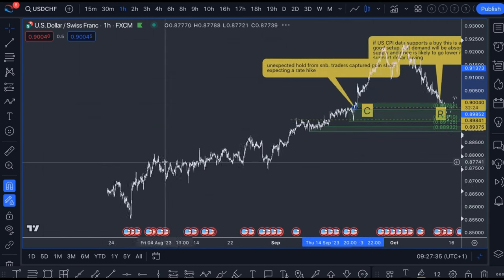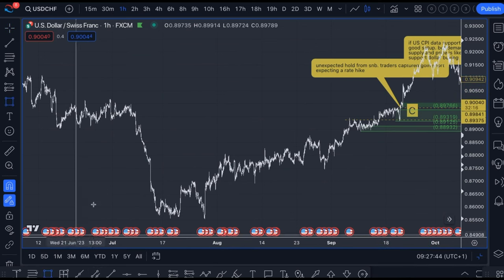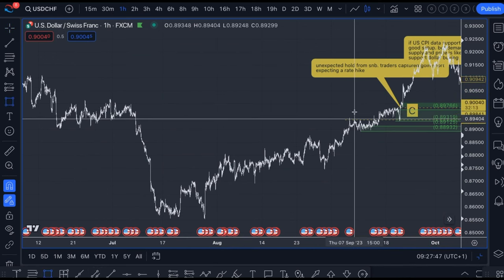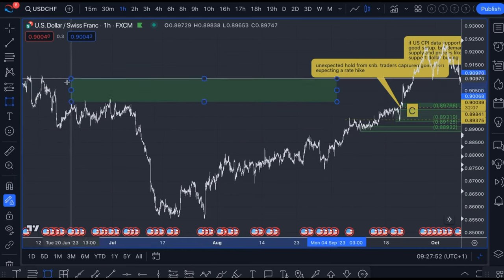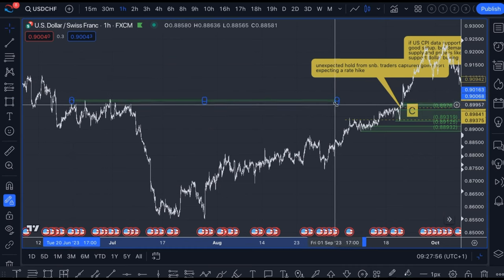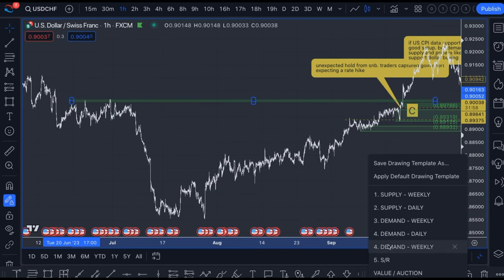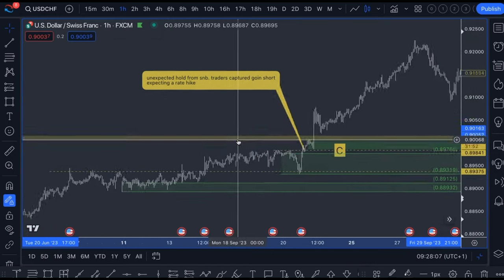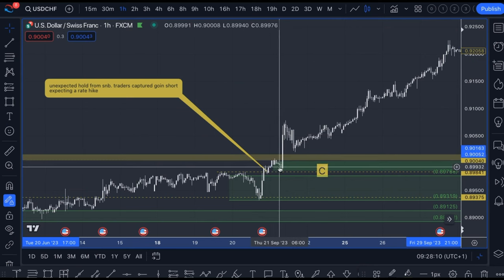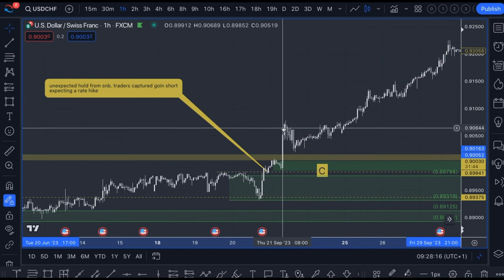Why? Because if we zoom out a little bit more, this area would have been a level that traders probably would have been looking at for short trades, and the catalyst would have been something like, let me just turn off this magnet, something like this, right, around that area there, where traders would have been looking at a price level and then a move up to that zone, and it starts to sell off before the news. That would have been a nice area to look for some short trades in anticipation of a rate hike, but they held rates, right?